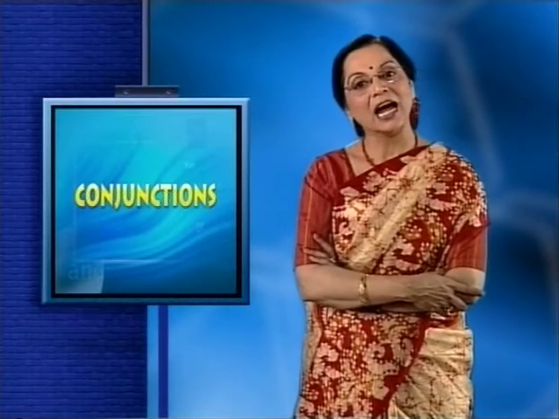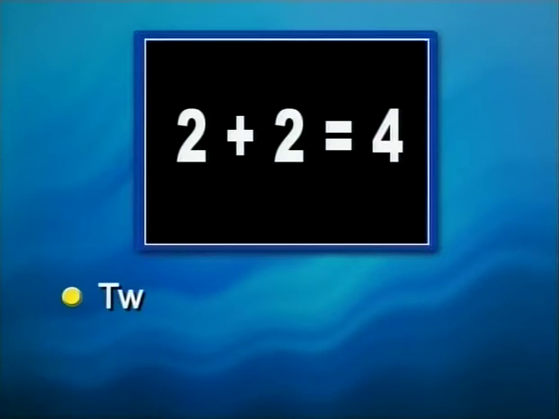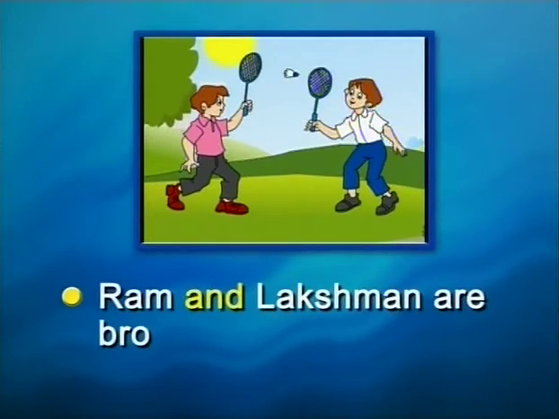In some cases, a conjunction joins two words only. Consider these examples. 2 and 2 make 4. Ram and Lakshman are brothers. Here only 2 words are joined together. In the first sentence, the words 2 and 2 are joined together by the word and. In the second sentence, the words Ram and Lakshman are joined together by the word and. Such sentences cannot be resolved into 2 sentences.